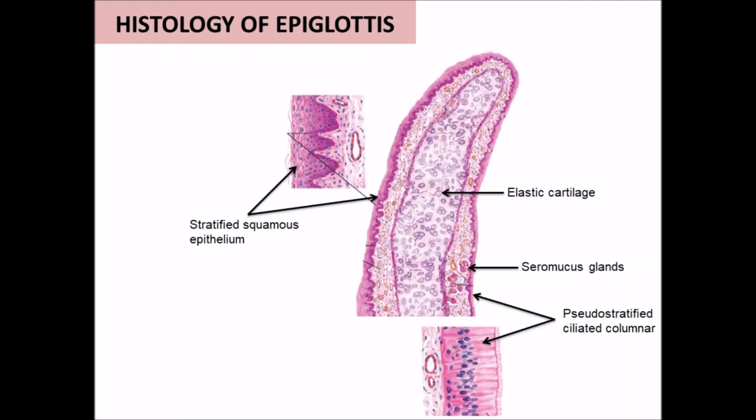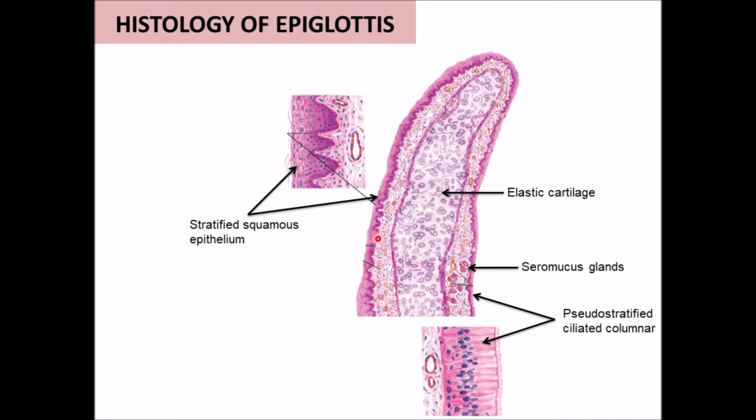This is the histological section of the epiglottis. In this section, this is the lingual surface, which is lined by a stratified squamous non-keratinized epithelium, as we can see in the higher magnification. This is the laryngeal surface, which is lined by the pseudostratified ciliated columnar epithelium. Deeper to it, we have the lamina propria.